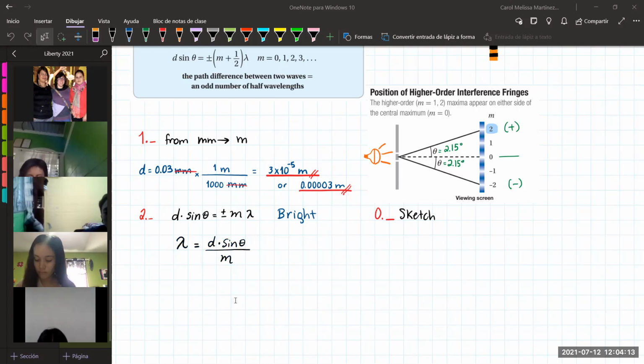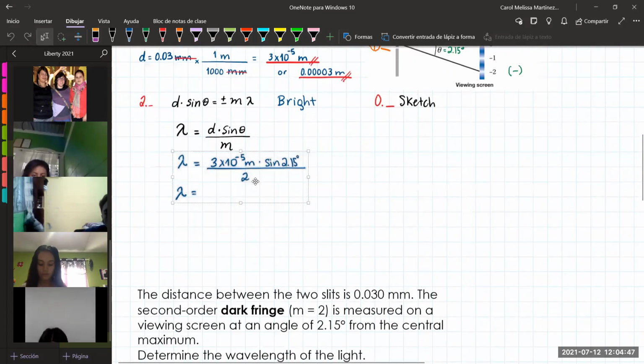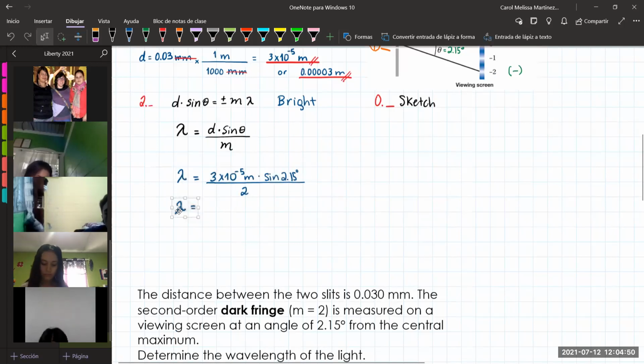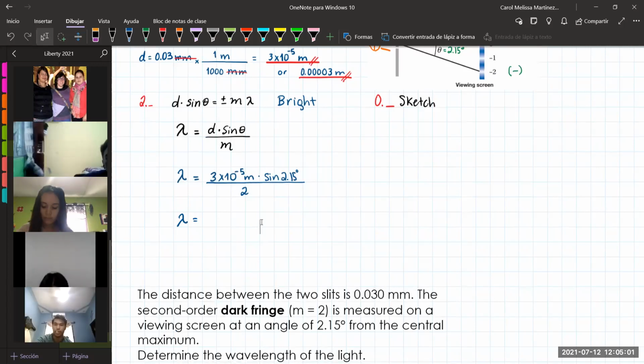Okay, and we say wavelength is equal to 3 times 10 to the negative 5th power meters, times the sine of the angle, which is 2.15 degrees, divided by m, which is the second order, so m is just 2. How much is this?